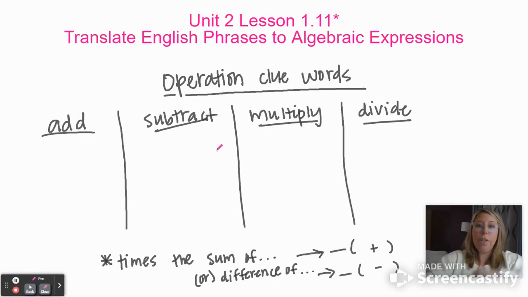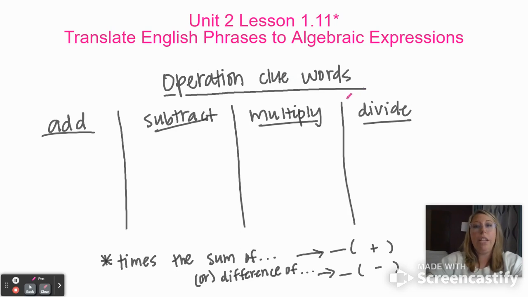Welcome to Unit 2, Lesson 1.11. There's a little asterisk up there because technically this lesson came from the Unit 1 materials, but it makes more sense for it to be in Unit 2. So we're at 1.11, and then you'll be moving back to 2.5 in the Unit 2 materials after this one. This lesson is all about making sure you're familiar with your operation clue words.